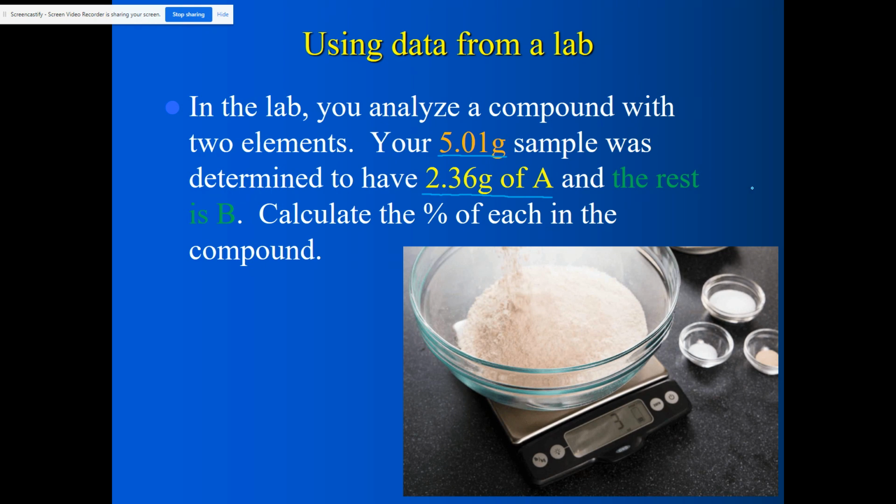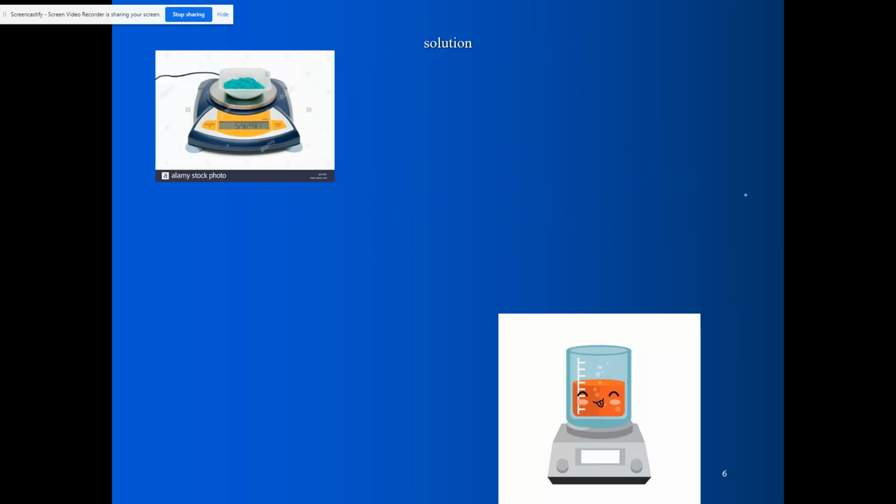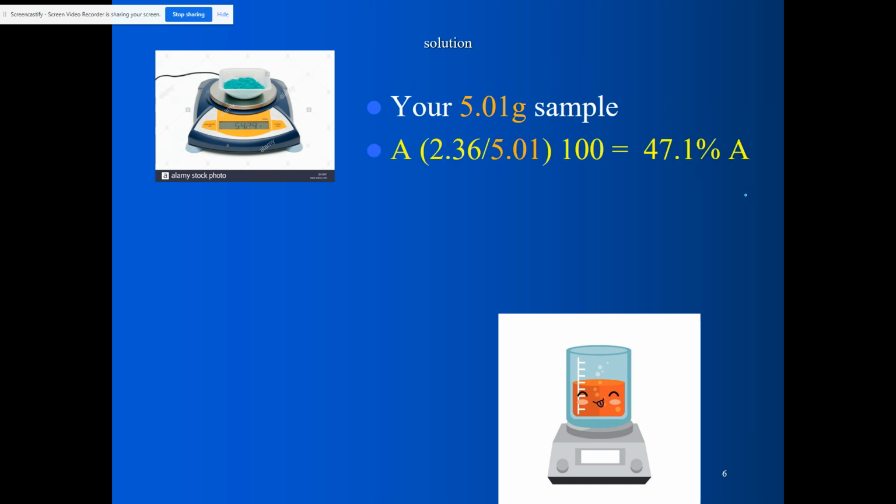Well, of course, it's theoretical, right? Two different elements, A and B, make up a total. So what percent by mass is each? Very simply, you are going to start with your total. Here it is, 5.01 grams. For A, you're going to take the part that is A, 2.36, divide it by the total amount, 5.01, times it by 100 to make it a percent. And look, 47.1% of it is A.